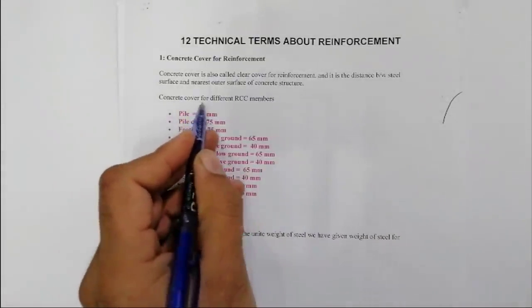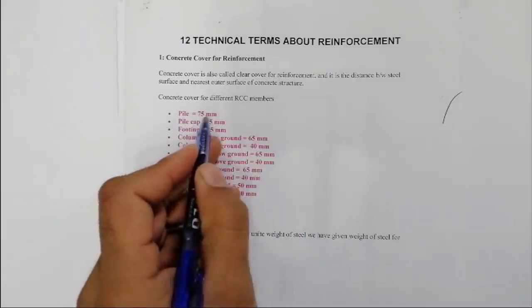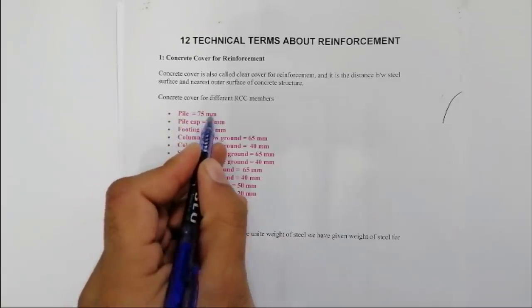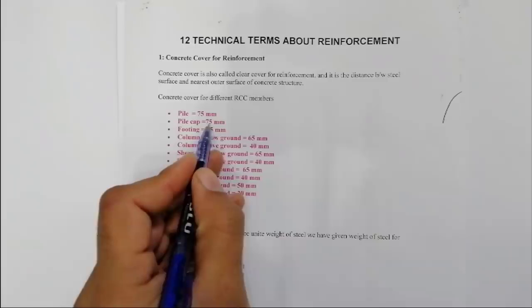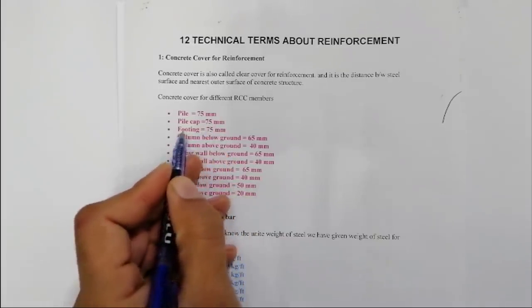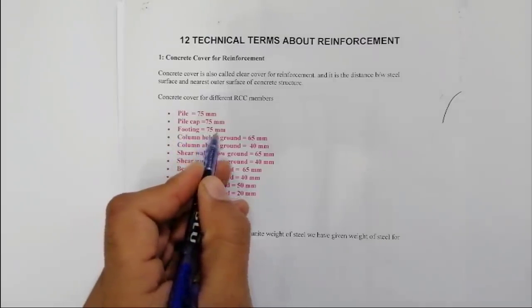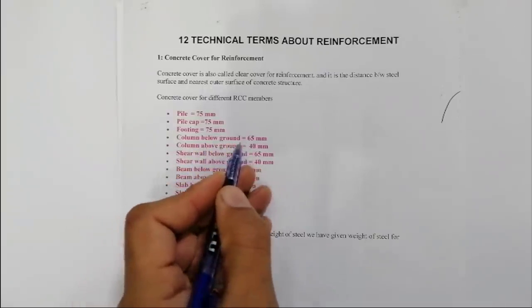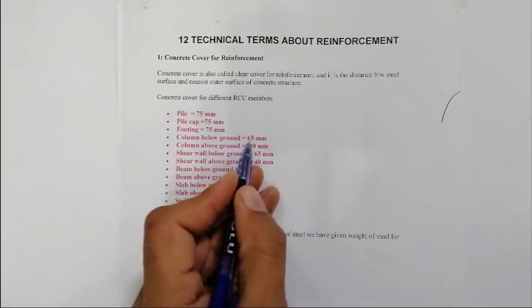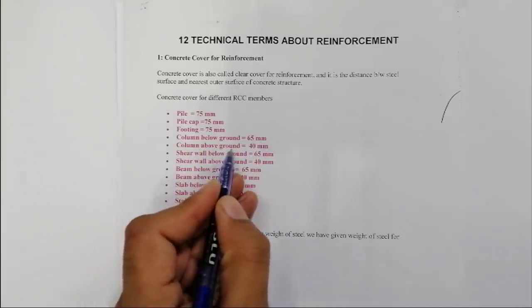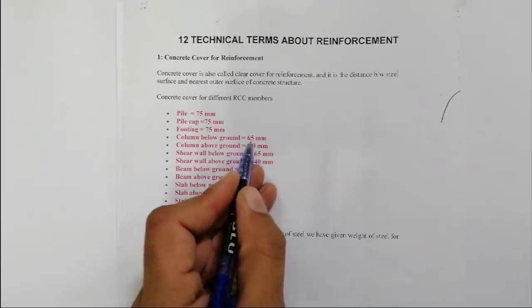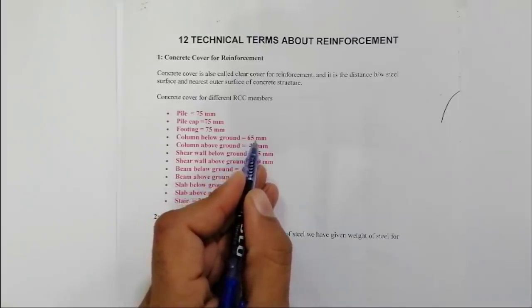Now we have concrete cover for different RCC members. For pile you can use 75 millimeter, and for pile cap it should be 75 millimeter. Now we have column footing, which is also 75 millimeters. For a column below the ground, especially in a basement, it should be 65 millimeter, and for a column above the ground, without a basement, it should be 40 millimeter.